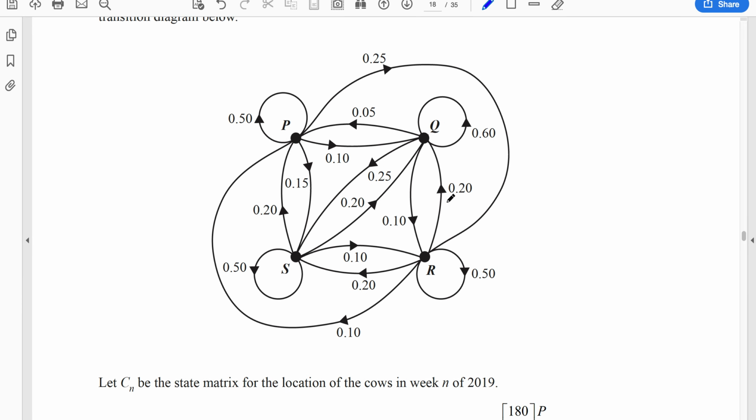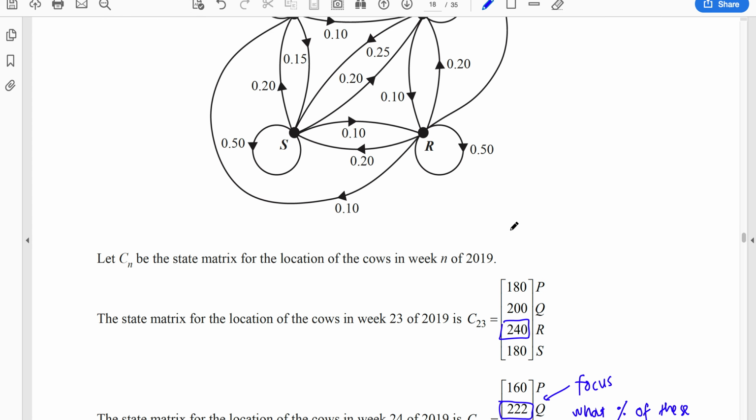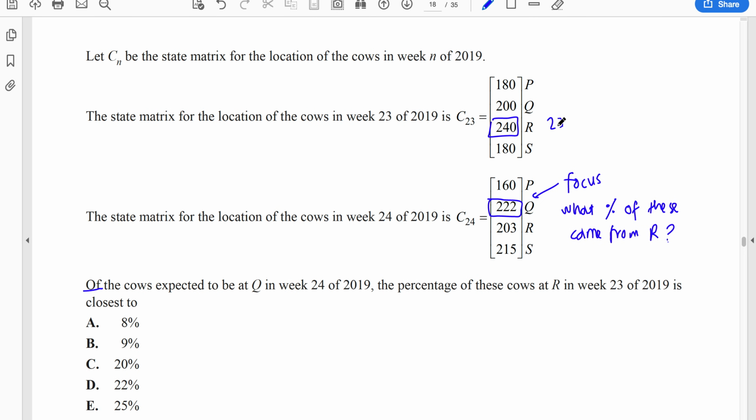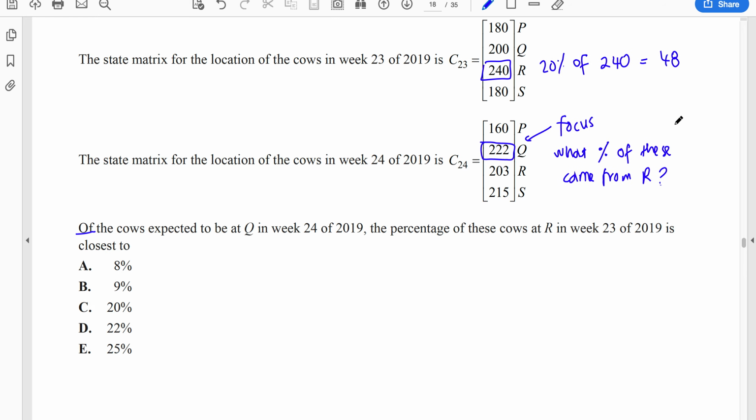So R to Q is just here. The arrow towards Q, so 20% of them. First of all, we can work out 20% of this number here, 240, and that'll give us 48. So what percentage of these 222 came from R? Was 48 of them out of 222 of them.